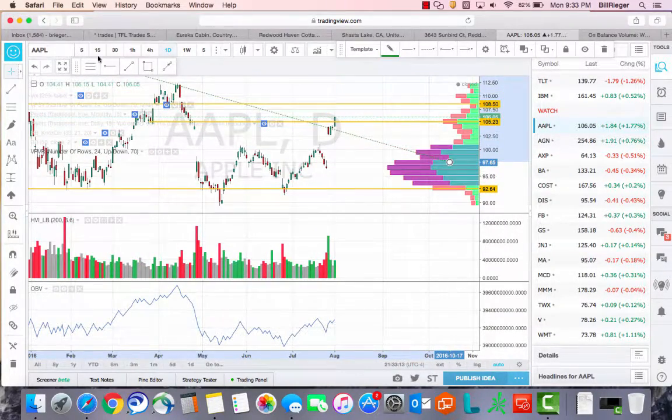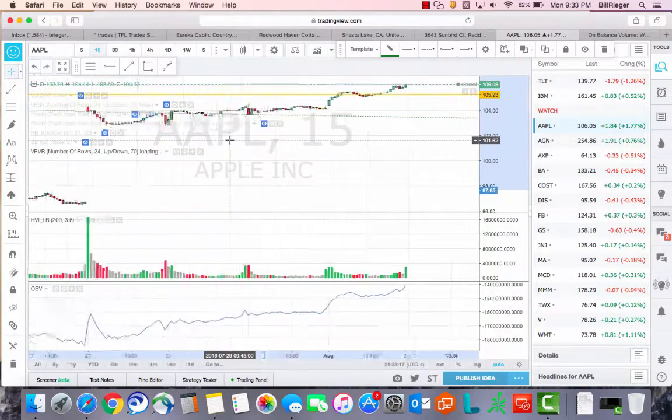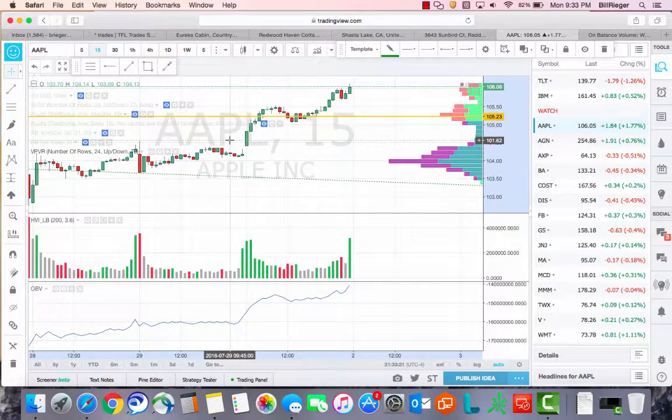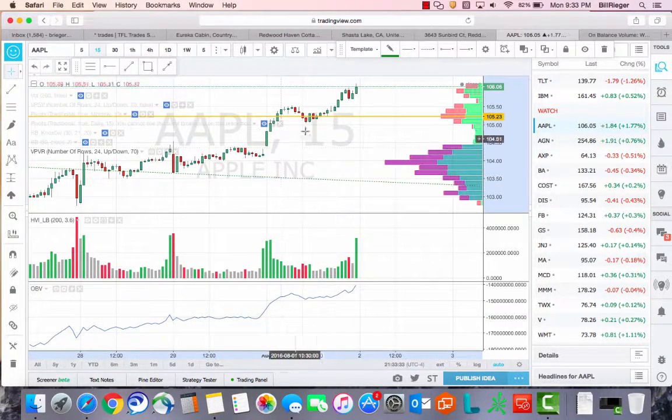Let's take a look at the 15-minute chart. Apple today wasn't really crazy. We had this nice move up here at the very beginning on decent volume, a small pullback, and in the afternoon on increasing volume it was moving up. So this day ended with a solid green candle.